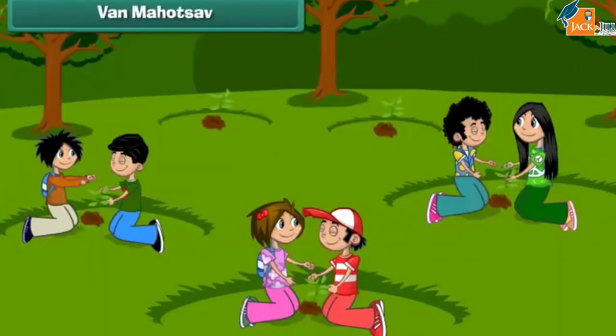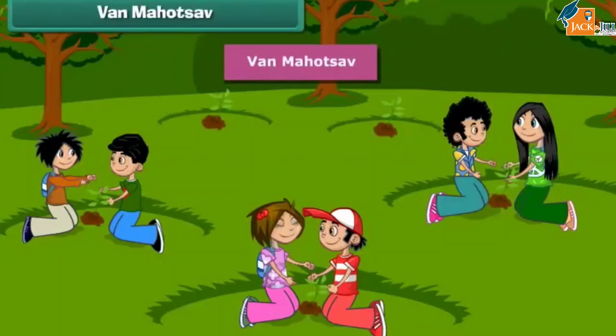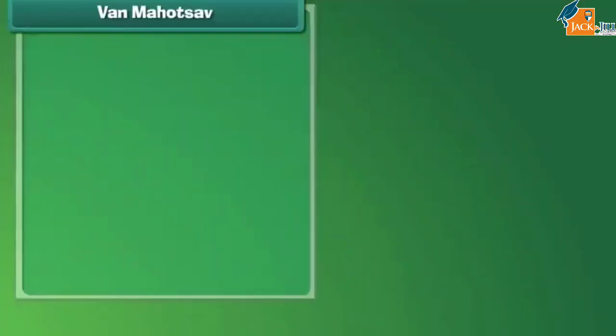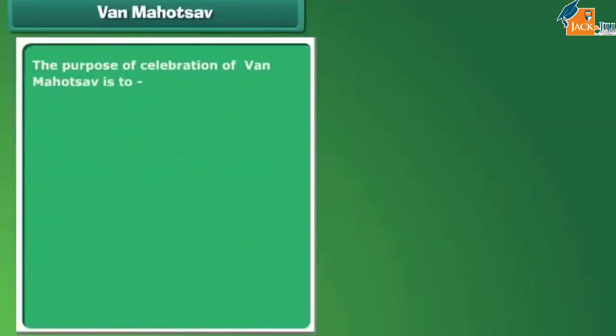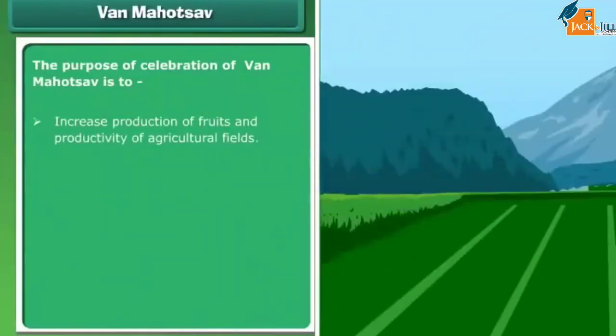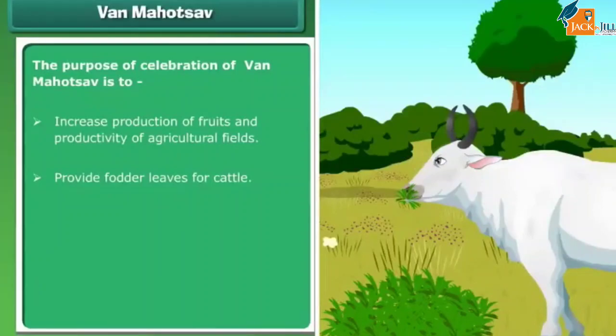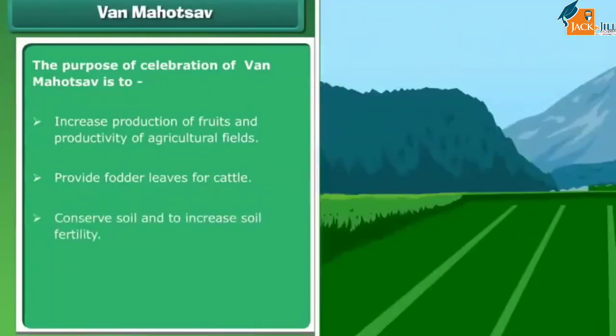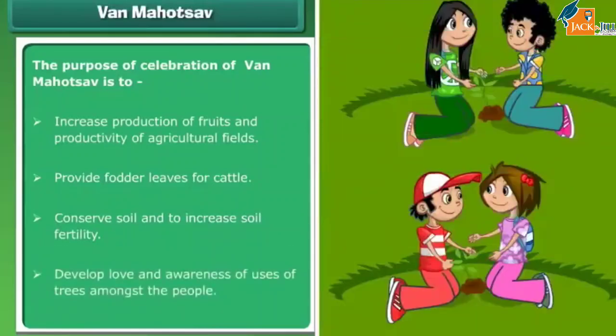Friends, now let's know about Van Mahotsav. Van Mahotsav is a tree planting festival celebrated in the month of July every year. We celebrate Van Mahotsav to increase production of fruits and productivity of agricultural fields, provide fodder leaves for cattle, conserve soil, and increase the fertility of the soil, and to generate love and awareness of the uses of trees among the people.